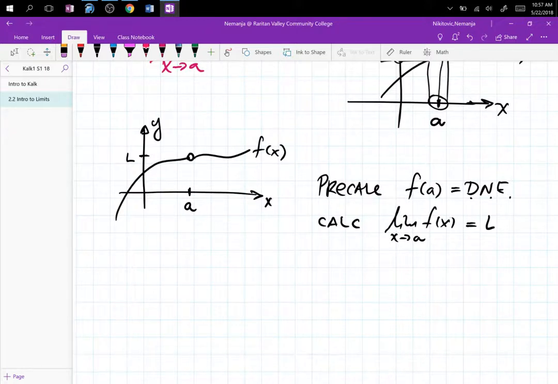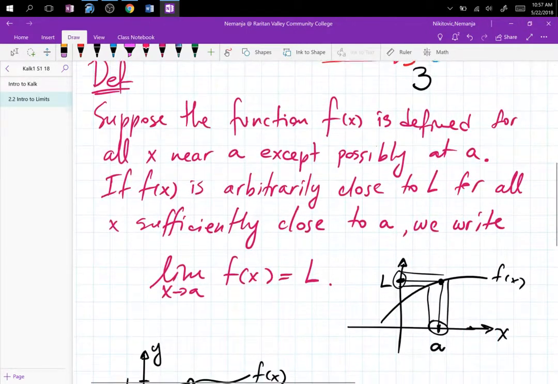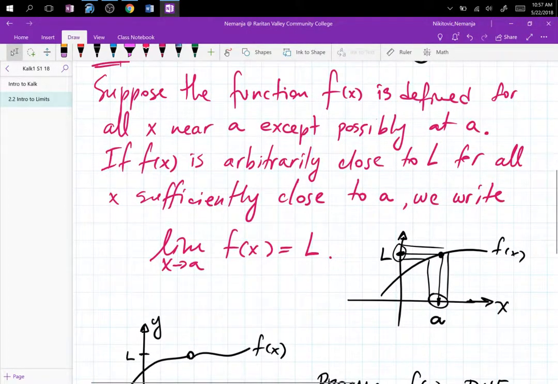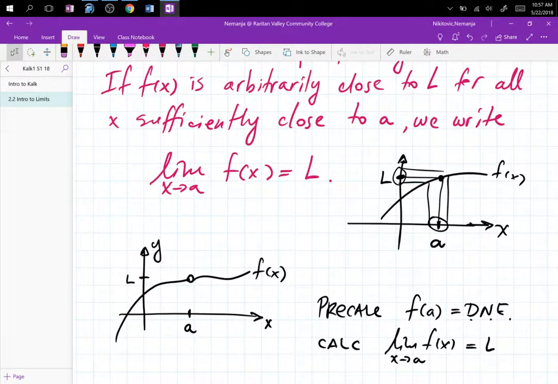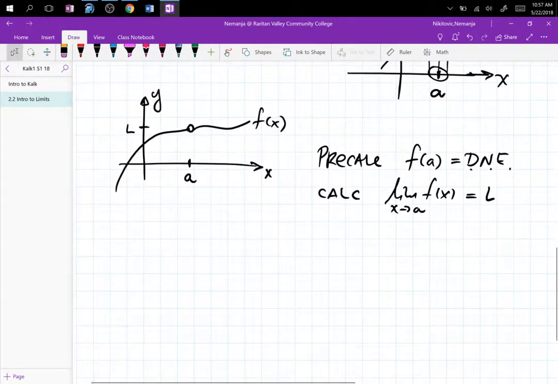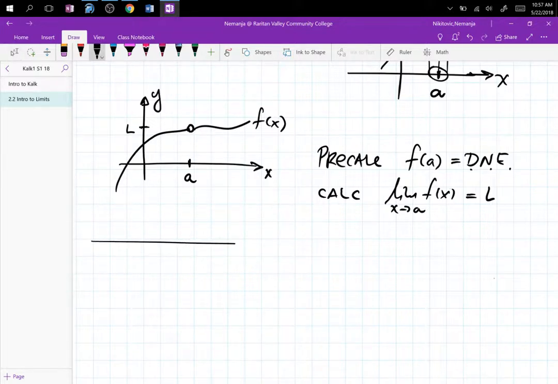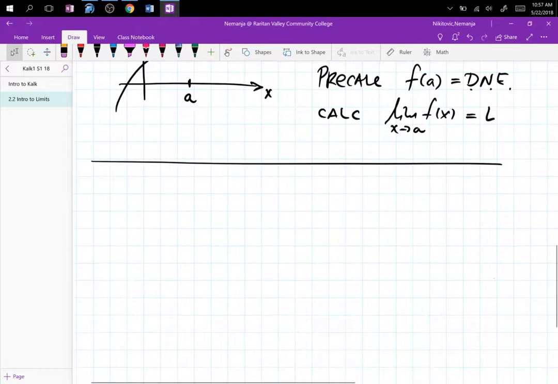So that's the story of this phrase, suppose that the function is defined for all x near A except possibly at A. You have to have the infinity of points defined in the neighborhood. You do not have to have the point defined, because the limit will always work around that point, and the limit is fine in that case. So that's the idea of the limit. And now we get to consider certain cases.